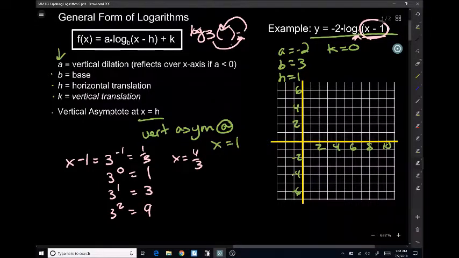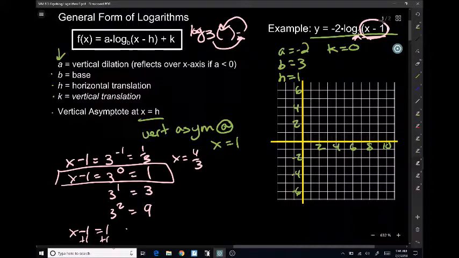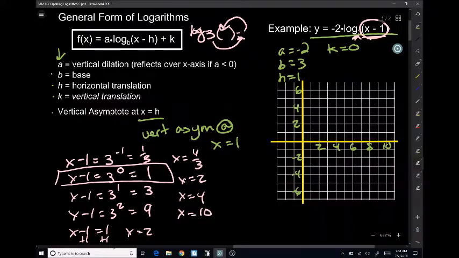Right, what I'm saying is if I want x minus 1, I'm going to look at this line here. If I want x minus 1 to equal 1, then I would add a 1 to both sides, and I really want x to equal 2. I'd plug that in for x. If I want x minus 1 to equal 3, then x should be 4. And if I want x minus 1 to equal 9, then x should be 10. These are the points I'm going to plug in for x in my table.